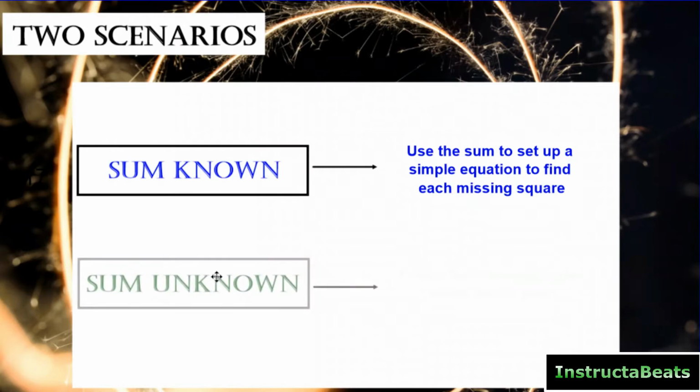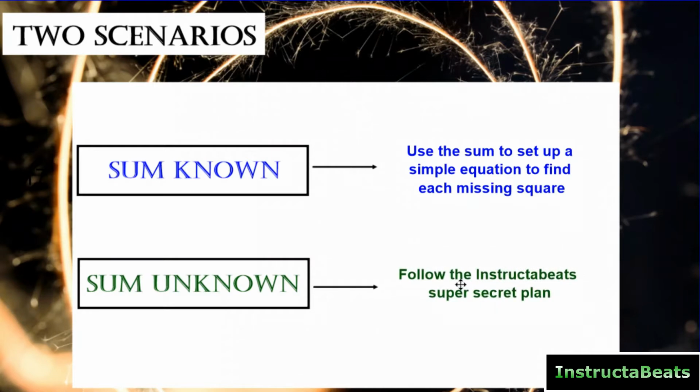If you come across one and the sum is unknown, then you need to go ahead and follow our InstructaBeats super secret plan, which is magic. It works every single time. You're going to learn it, you're going to love it, you're going to be all about it. Before we get to the two practice problems we have for this lesson, let's go ahead and find out what the super secret plan is.